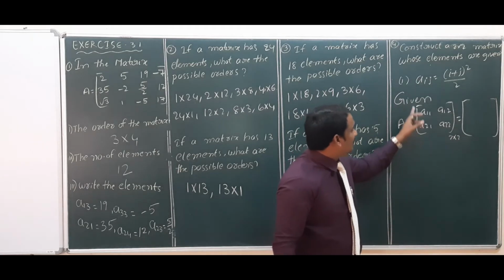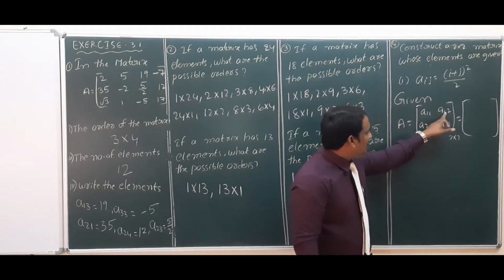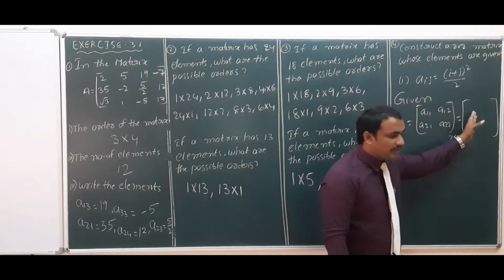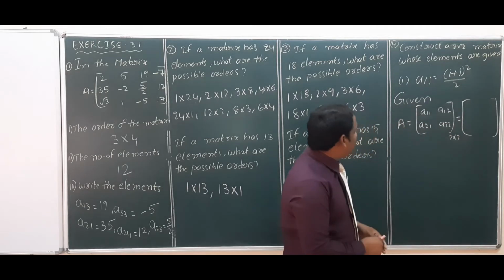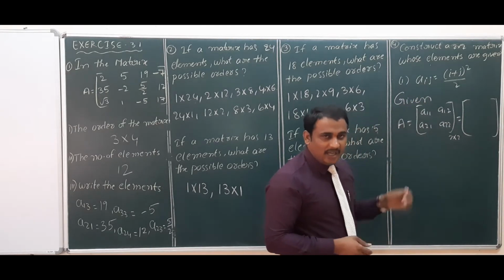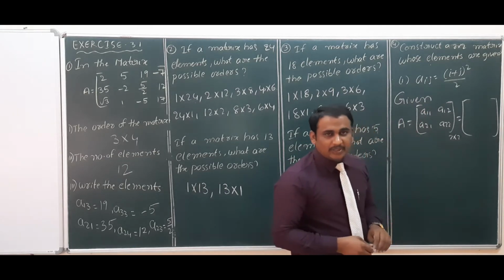To construct the 2 by 2 matrix, it means a total of 4 elements are there: A11 element, A12 element, A21 element, A22 element. You have to find them out by substituting the values. Now see here, A of ij. I means the row number, as given in the previous class, and j means the column number.